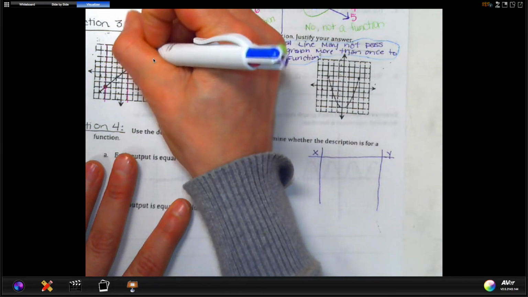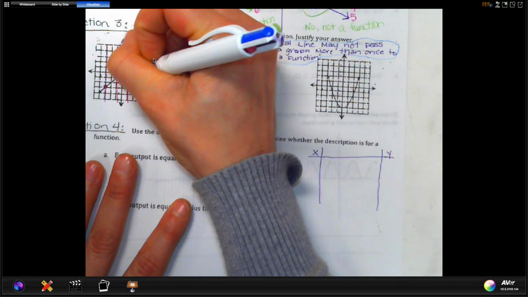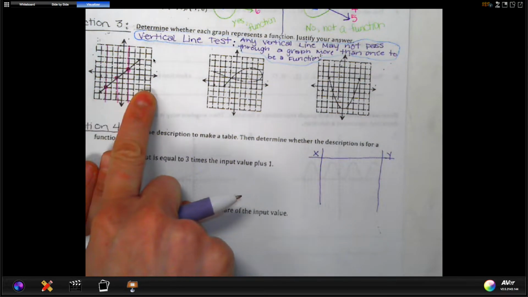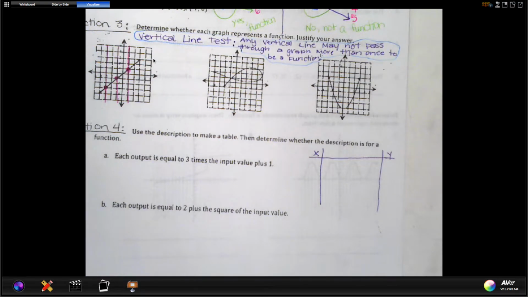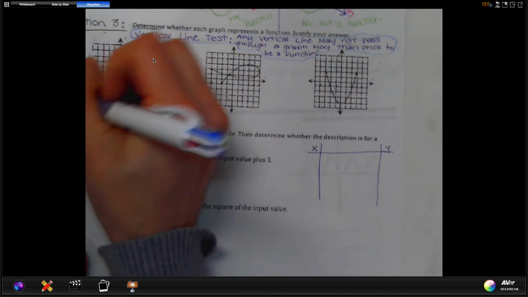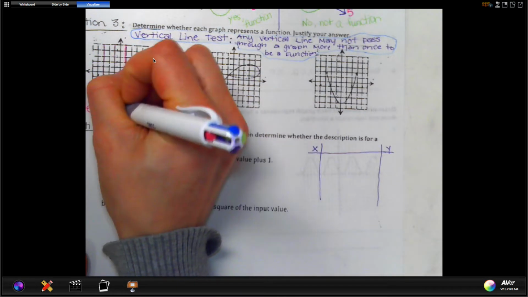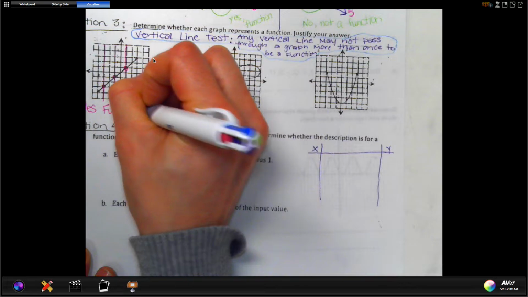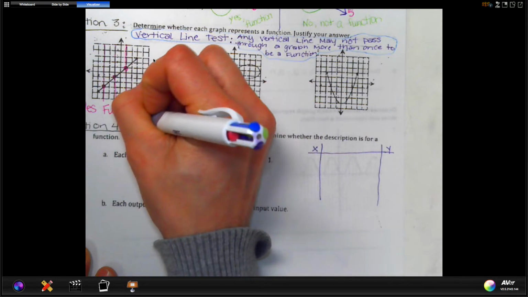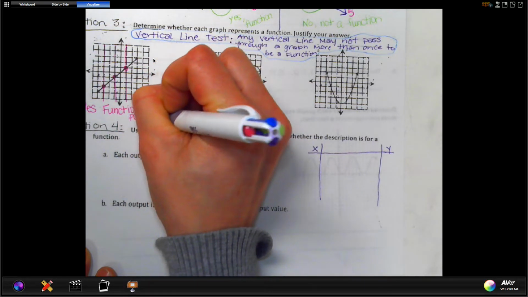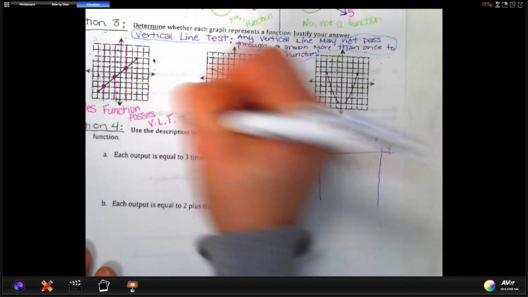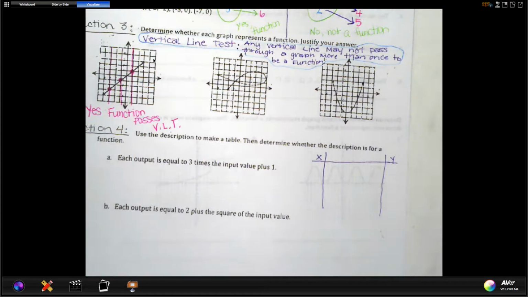I can drop one in the middle somewhere. Only one hit. There is no spot on this entire graph where I would hit the graphed line in more than one spot on a line. So this, we would say, yes, this is a function. It passes the vertical line test. All right, passes, and we will abbreviate the vertical line test, the VLT, meaning those vertical lines all only have 1 dot.